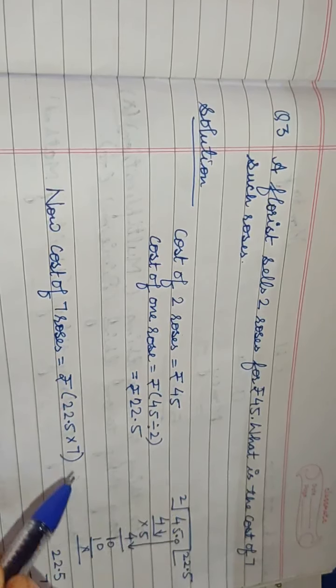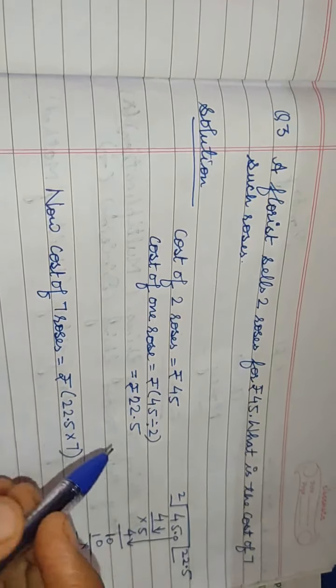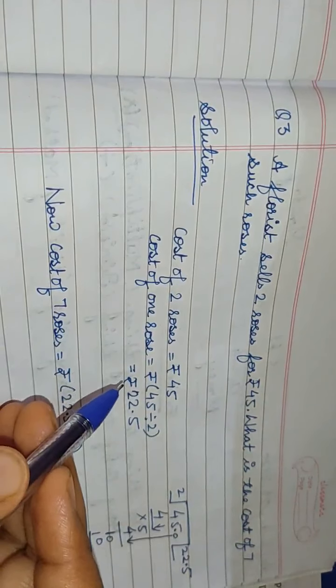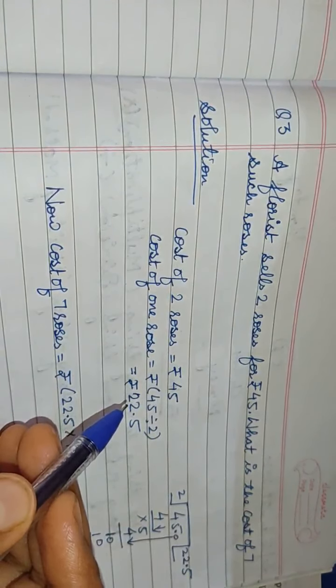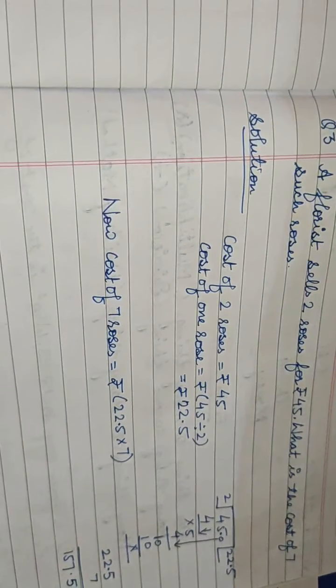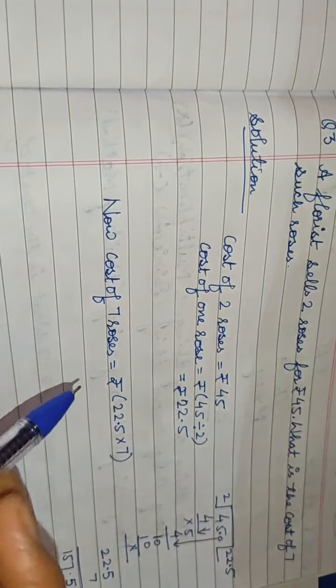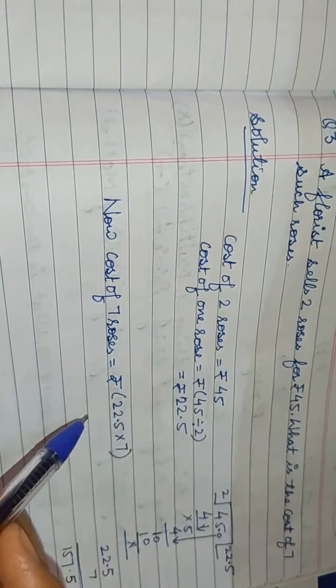You will get the quotient as 22.5. So the cost of one rose is equal to rupees 22.5. You have to find the cost of 7 roses. So you will multiply the cost of one rose by 7.